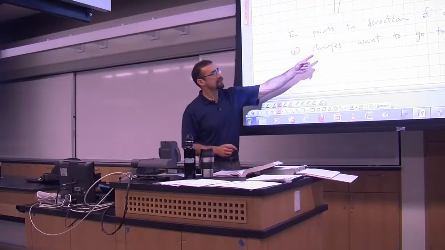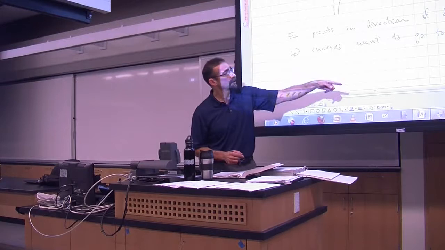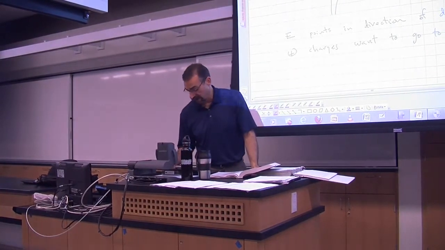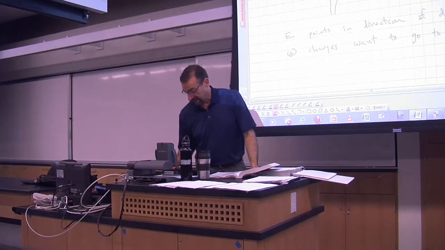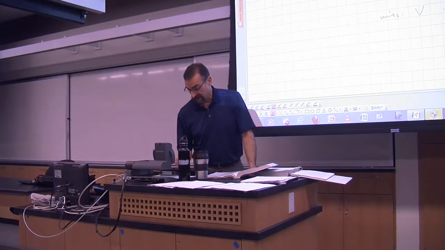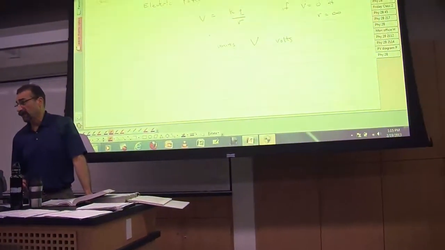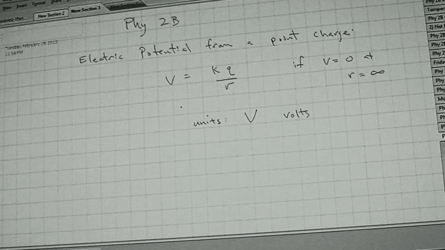Okay, electric field points in the direction of decreasing potential. Positive charges want to go towards lower potential on their own. All right, today, so I just wrote that here. Again, the units for electric potential are volts. We use capital V for volts.